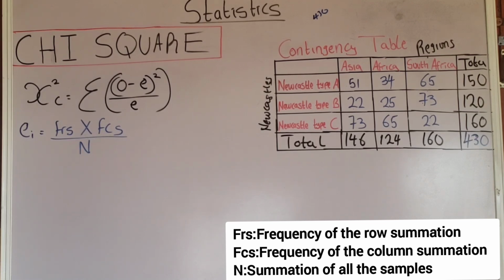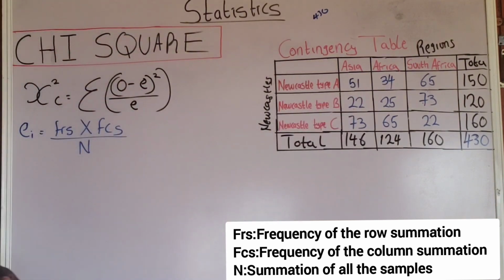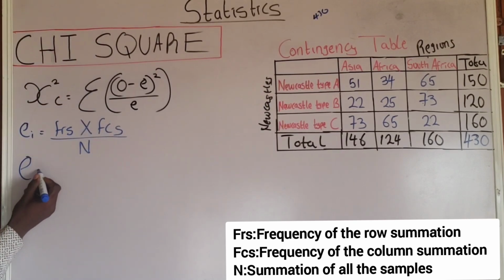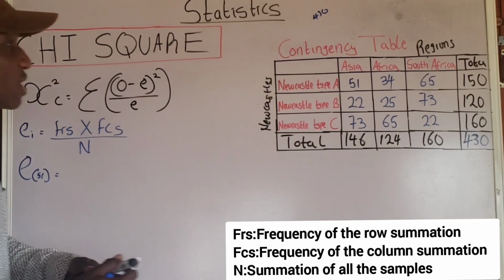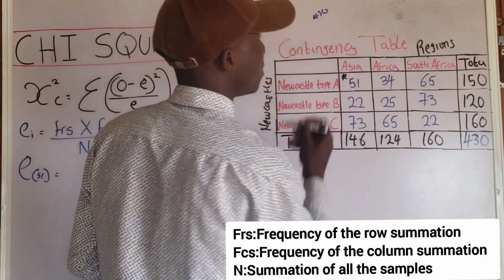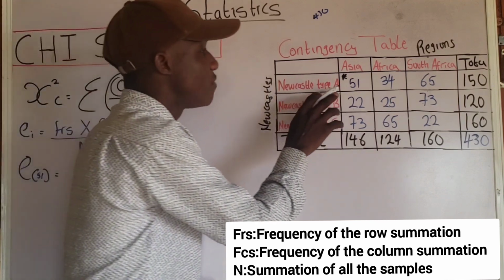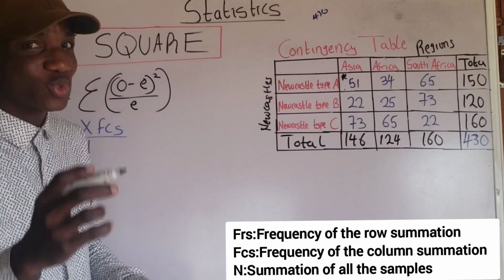Now, let's say we want to determine the expected value of 51. So, here, expected value of 51 will be equals to frequency of the row summation which 51 belongs to. Don't forget, we are dealing with this now. Okay? We want to determine the expected value of 51. That means I'm going to have frequency of the row summation in which 51 belongs to.